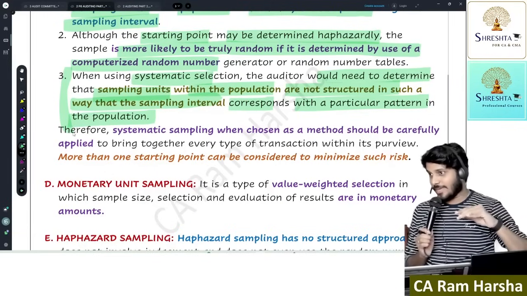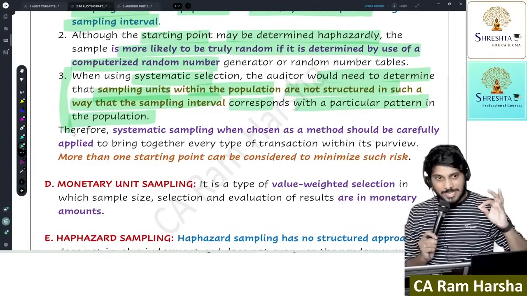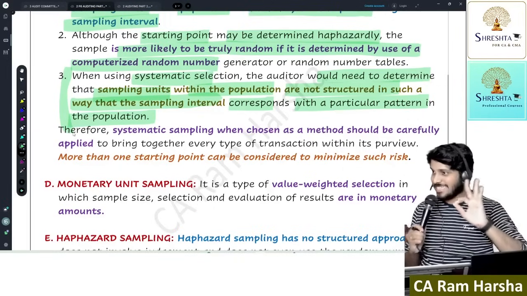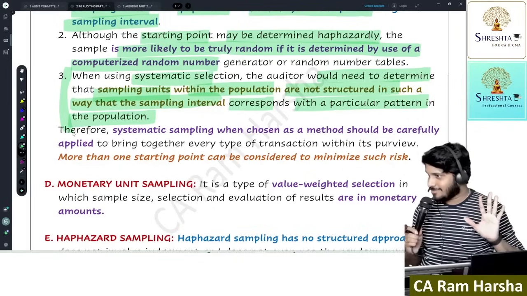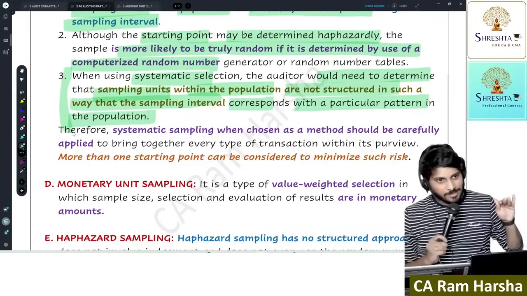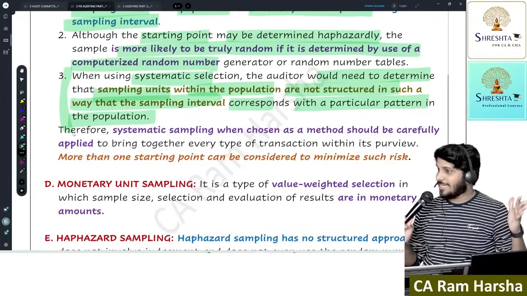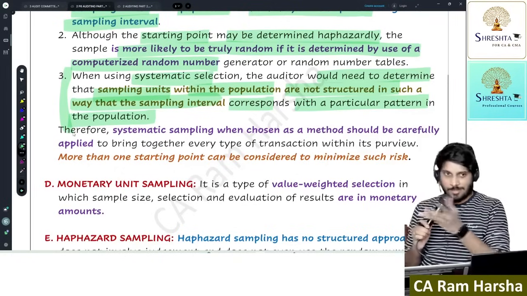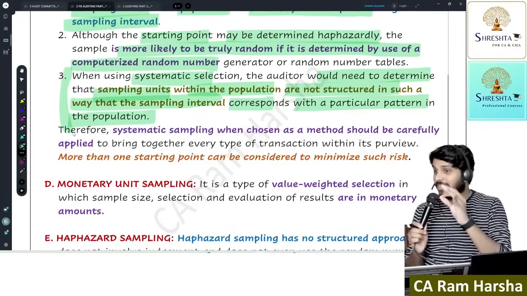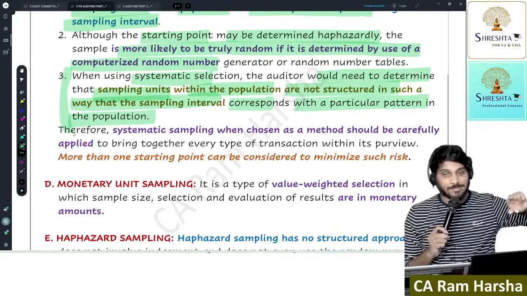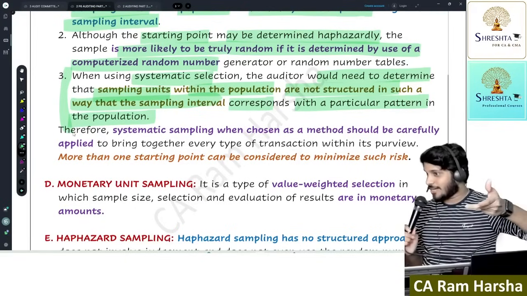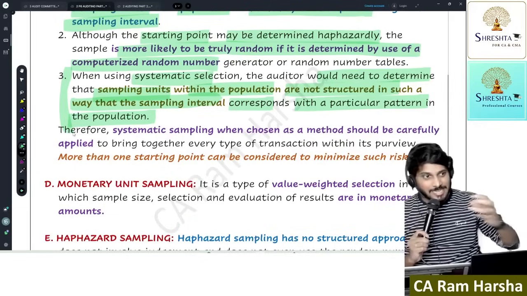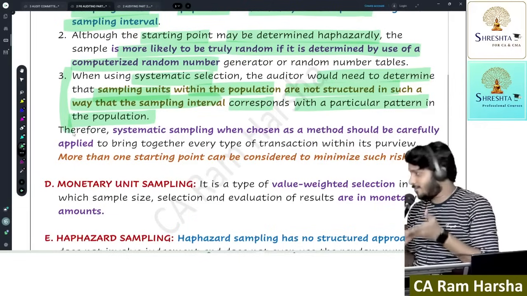Suppose in the company, every 14th expenditure is, let us assume, repairs and maintenance. And when your interval is also 14, you selected 20 samples in expenses. All the 20, what will you get? So your interval should not match with any pattern. Able to understand? The pattern of transaction and the interval should not match. You should take that kind of precaution.